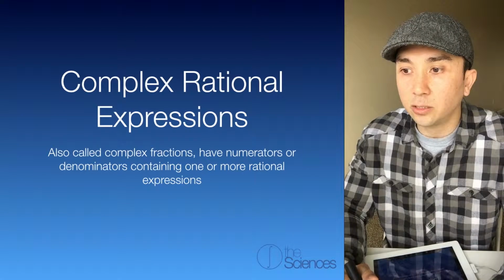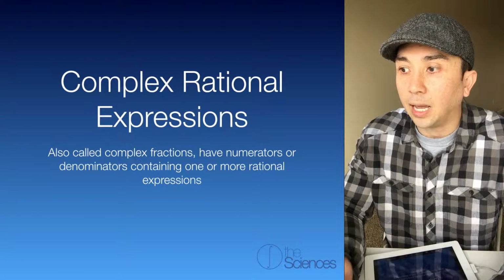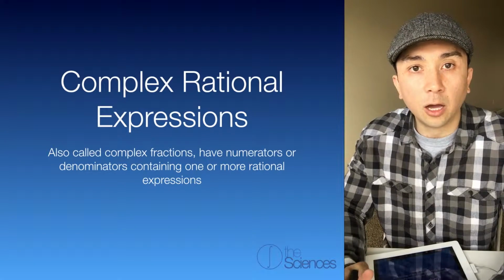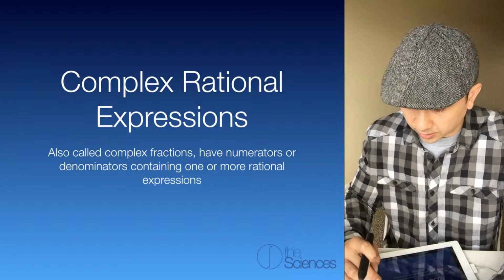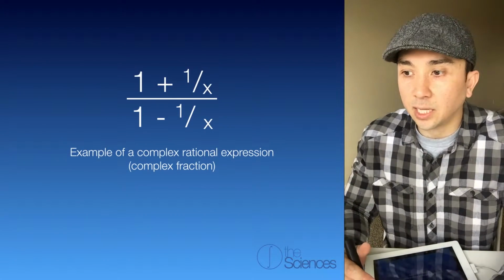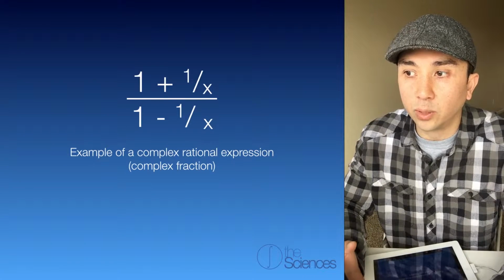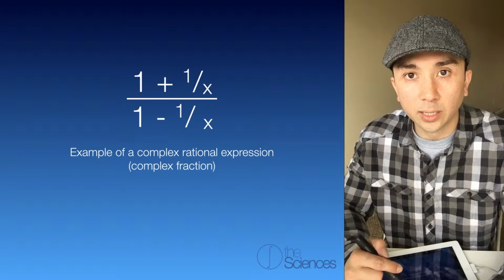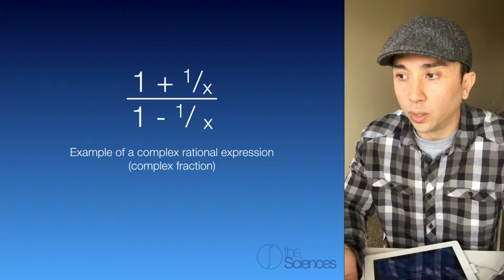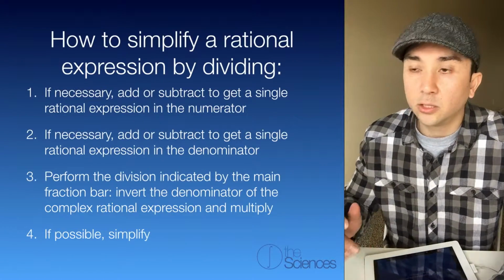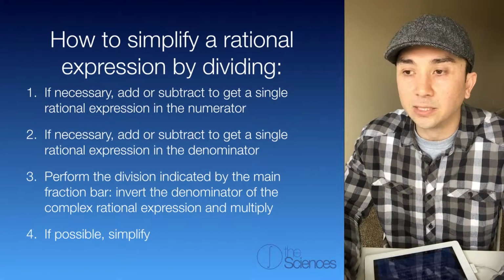Complex rational expressions are also called complex fractions and have numerators or denominators containing one or more rational expressions. Here's an example of a complex rational expression. In the numerator, we have 1 plus 1 over x, and in the denominator, we have 1 minus 1 over x.